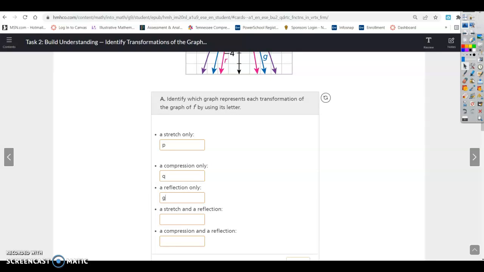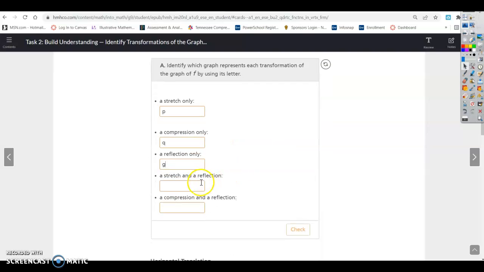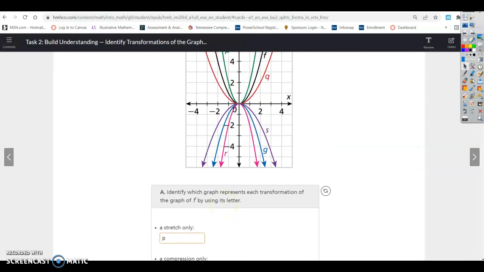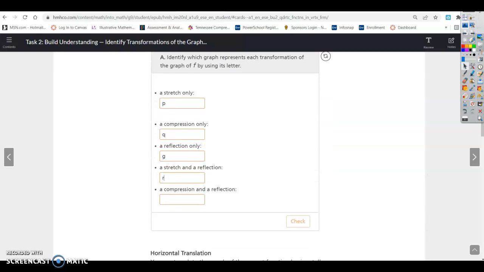A stretch and a reflection. That one would be r. And a compression and a reflection. All right, that one would be S. And again, this one should have a negative sign there. So S of x equals -1/2 x squared. That's what makes the reflection. So that one is S.